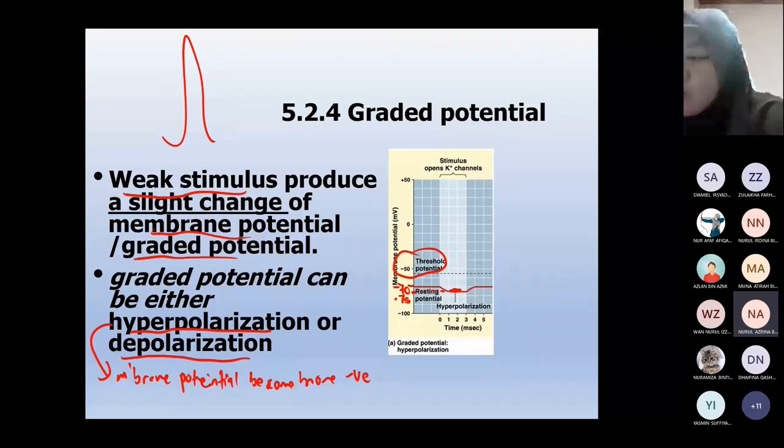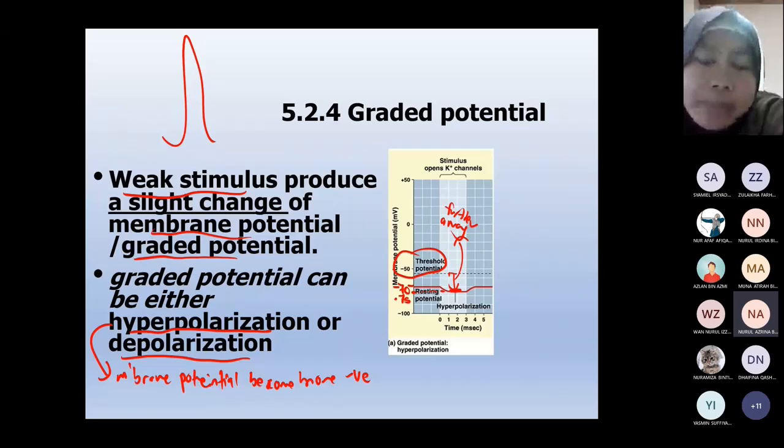Okay, so as you can see here, the hyperpolarization makes the membrane potential further away from the threshold. So is it easier or is it more difficult to produce an action potential? It will become more difficult to produce action potential because it is further away from the threshold. Okay, that is hyperpolarization.